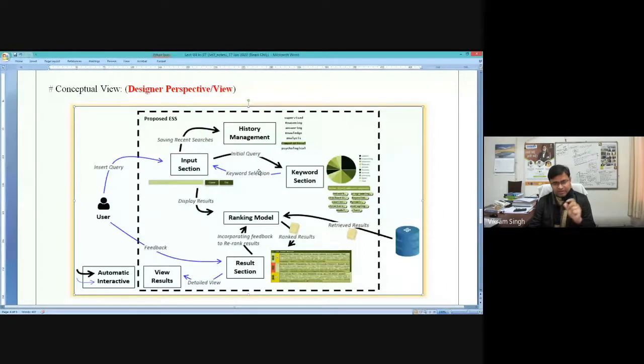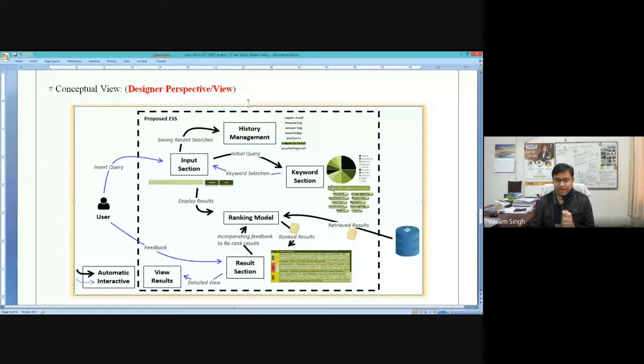So whatever system we designed during 2018 has all these elements. Whenever a user enters a query, that query is listed in the history section, as well as in a section we refer to as the keyword section. This keyword section provides a view of the previous query keywords and the keywords appearing right now in the results.